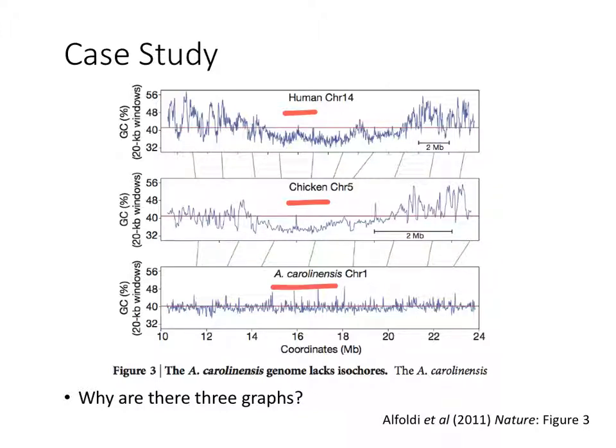That's why there are 3 graphs. So they're measuring this, looking at the same chromosome in 3 different species and plotting GC content, percent GC across this one part of this one chromosome.